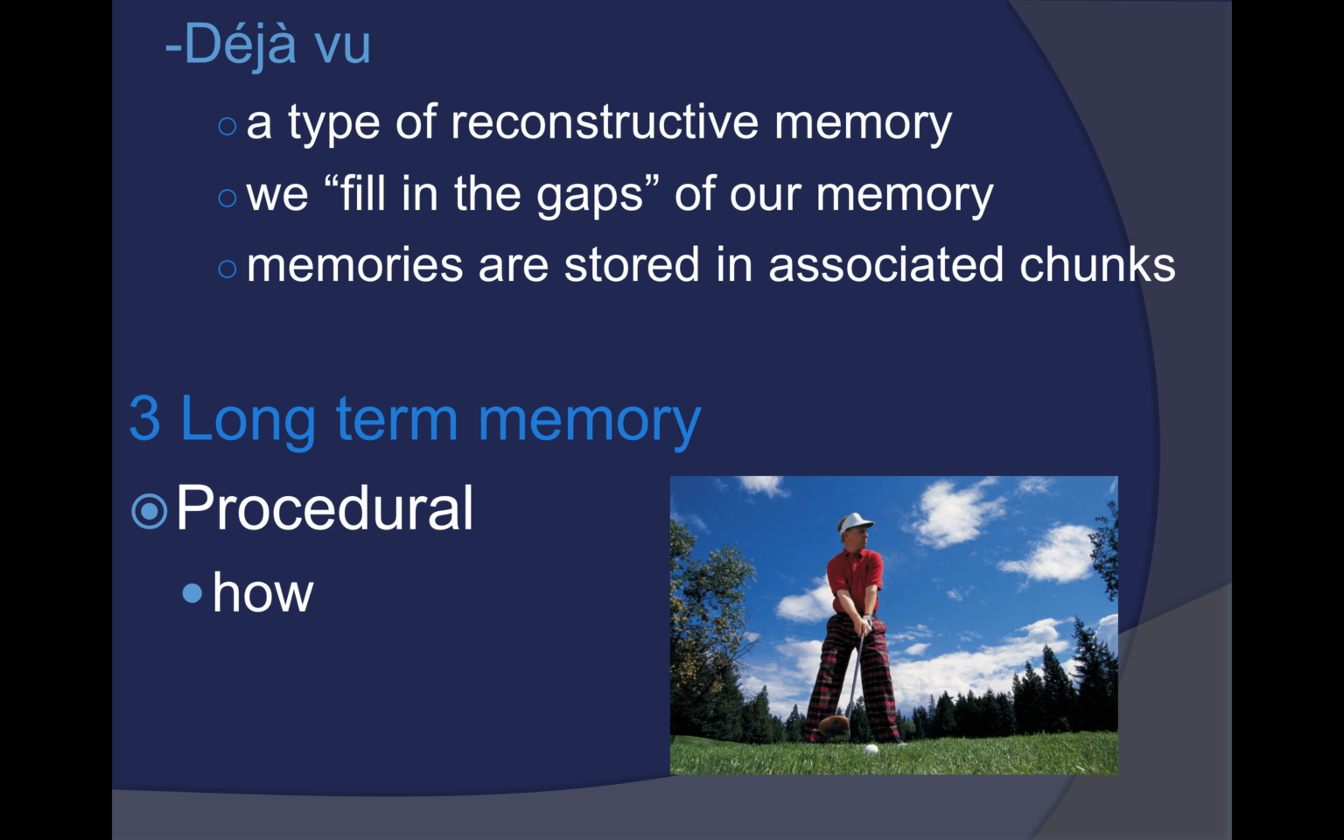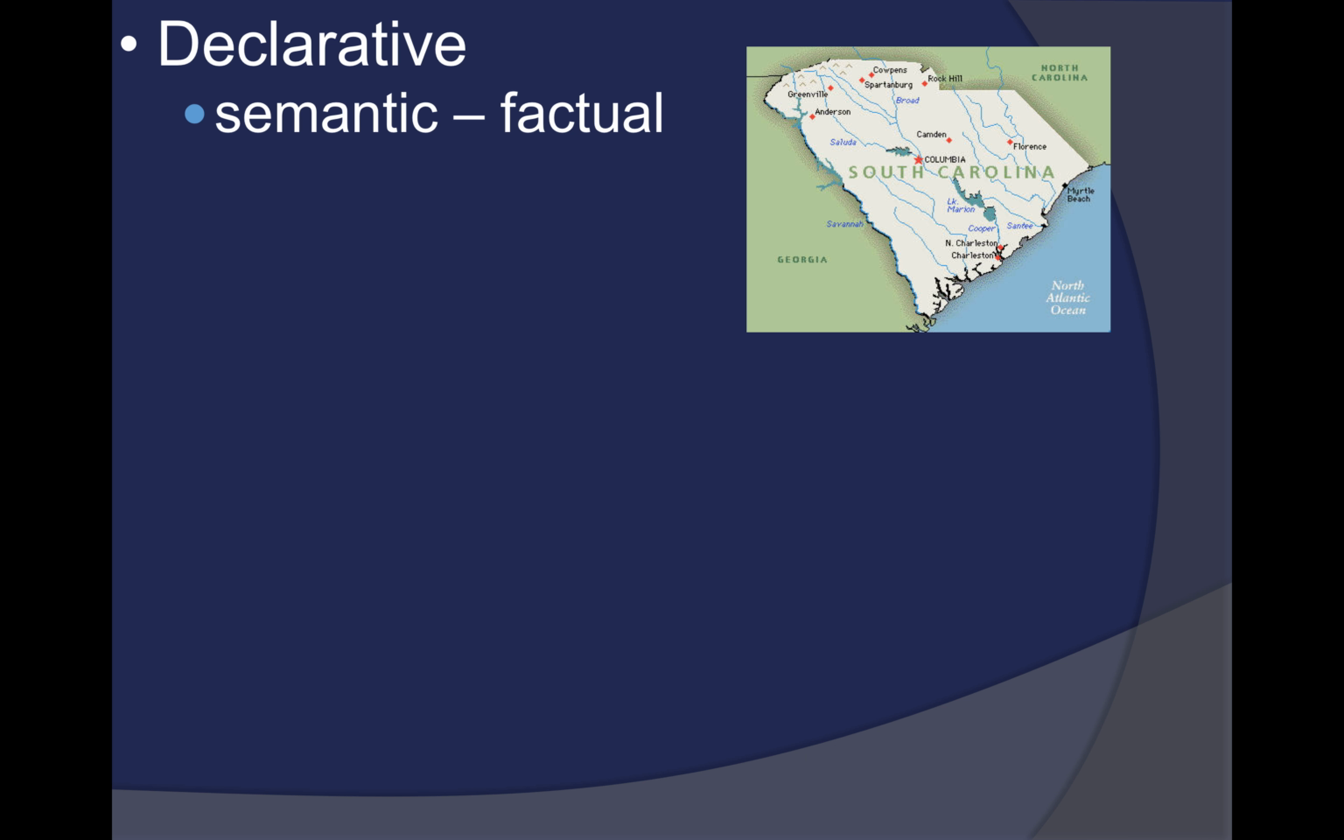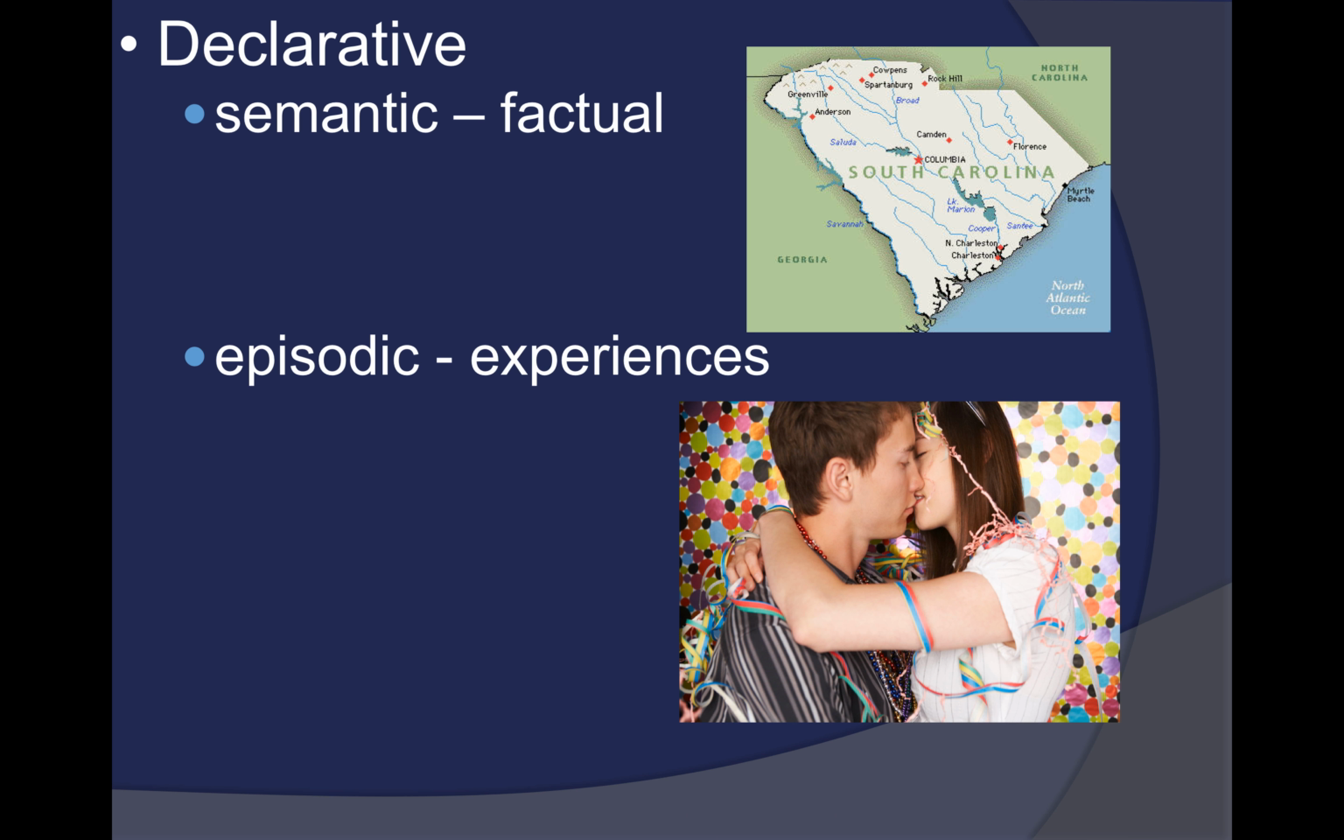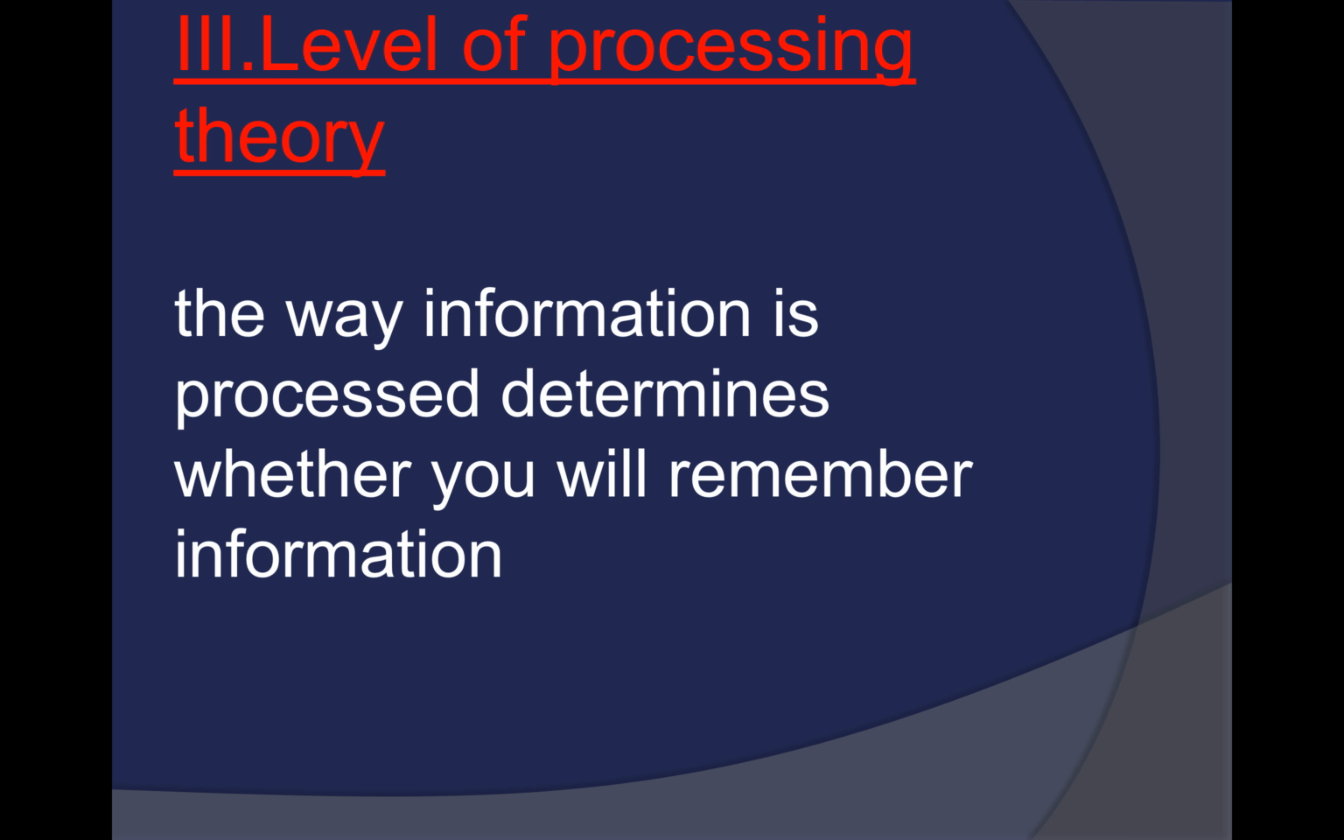Procedural memory is memory of how. Anything from how to play golf, like this guy's doing, to how to add fractions, anything that involves a process is procedural memory. Declarative memory is factual. For instance, remembering the major cities here in the upstate of South Carolina would be semantic or factual memory. And finally, episodic is memory for personal experiences, like the memory of your first date that's unique to you.